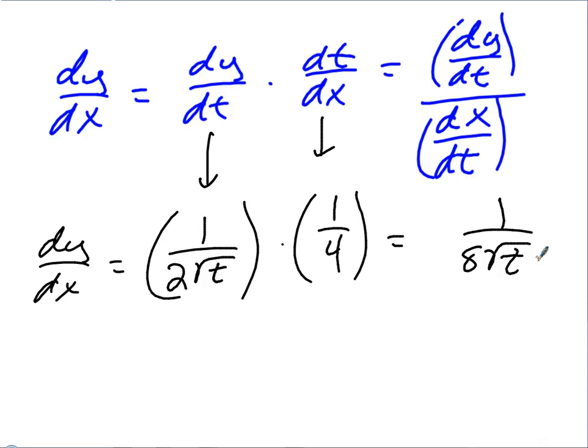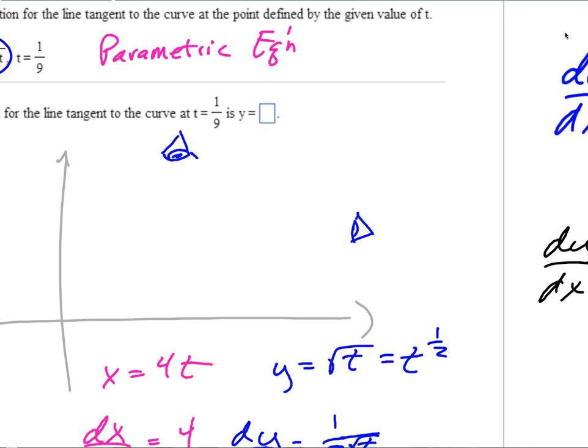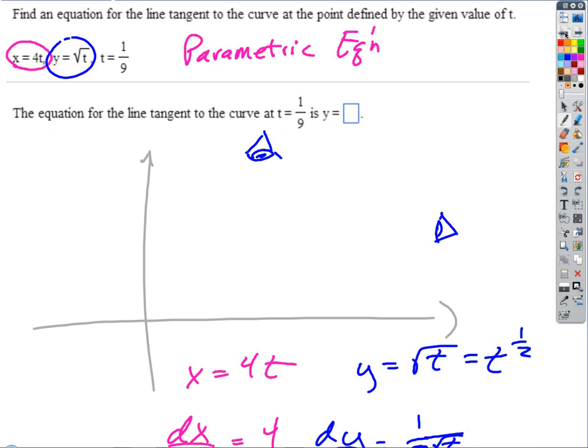Okay, that's pretty cool. That tells us now, as a function of time, what the slope of this curve is going to be, right? This ant is walking along this function, and now we could plug in a value of t, and we would know what the slope would be at that time. And that's really what the question is asking us to do. Then they go back and say, okay, if t is 1/9, what's the equation of the tangent line? Well, plug 1/9 in there, right?